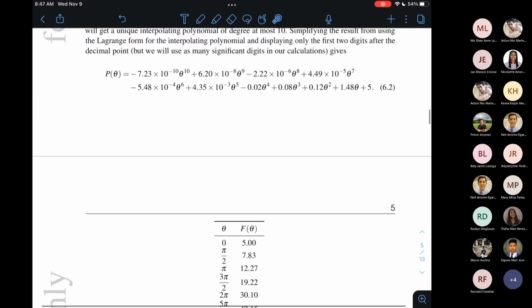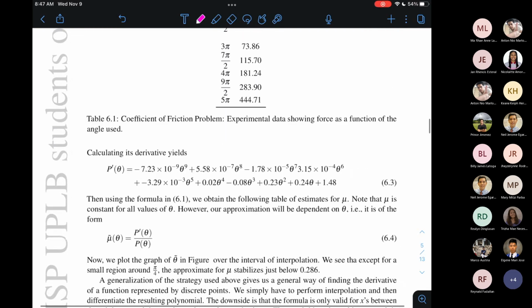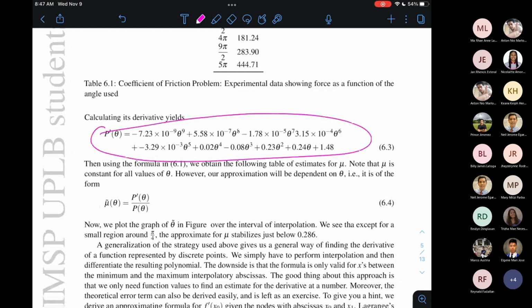So ibig sabihin, kung si capital F ay in-approximate ko by capital P, then the derivative of P, common sense tells us, or intuition tells us, that P prime should be close to F prime, right? And that's what I did here. Kinuha ko lang yung derivative ng ating interpolating polynomial, right? And this will give you one way of finding numerical differentiation formulas.